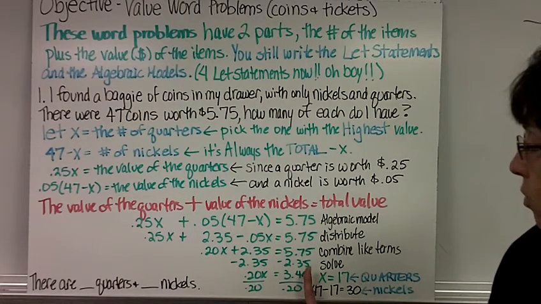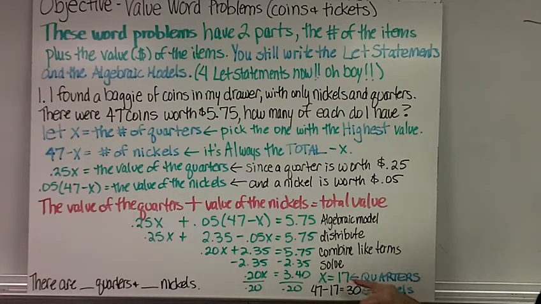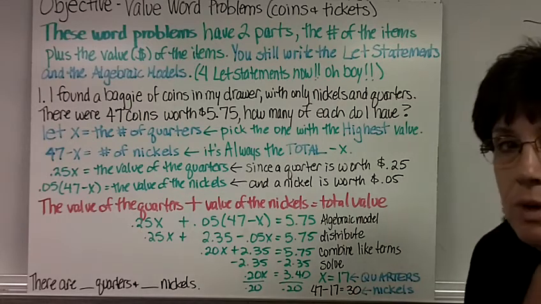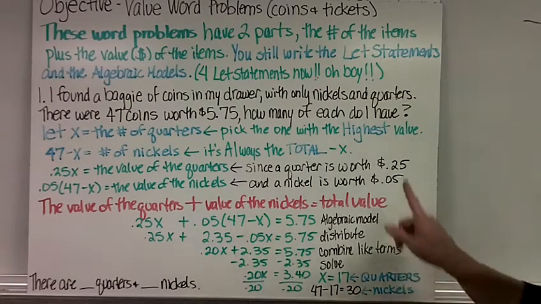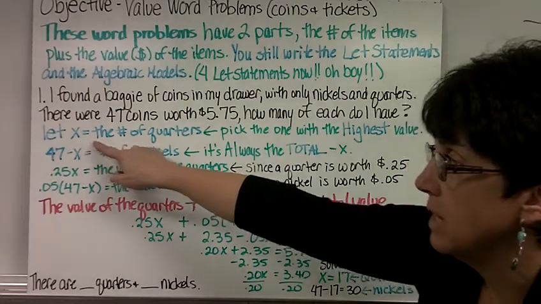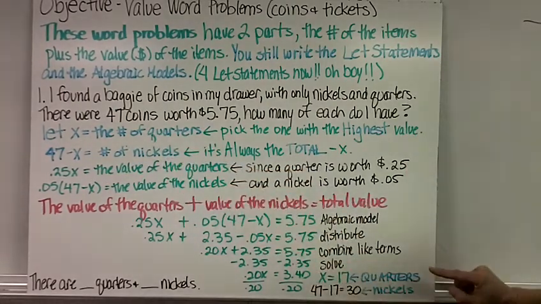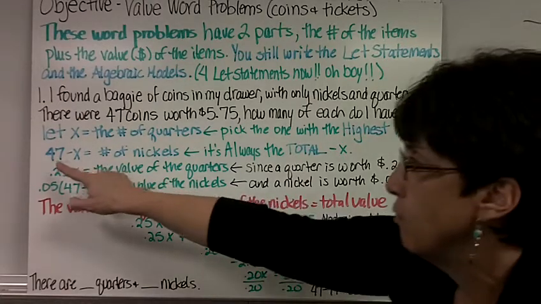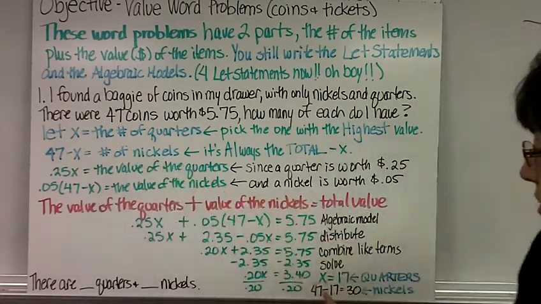2 goes into 34, 17 times. So x equals 17. But what does that mean? Well, if we go back up here, we said x was the number of quarters. I even wrote it in blue. I color-coded it. So x is the number of quarters, and 47 minus x is the number of nickels.